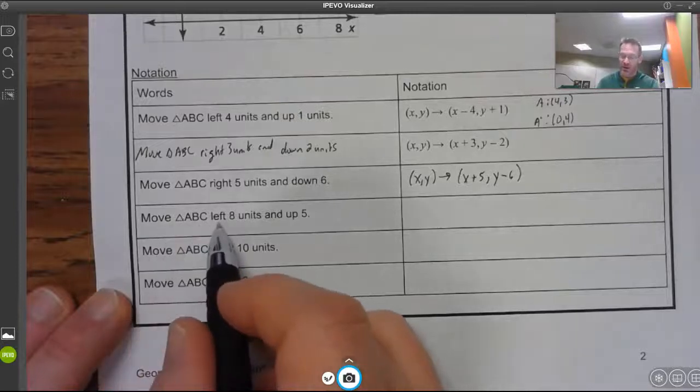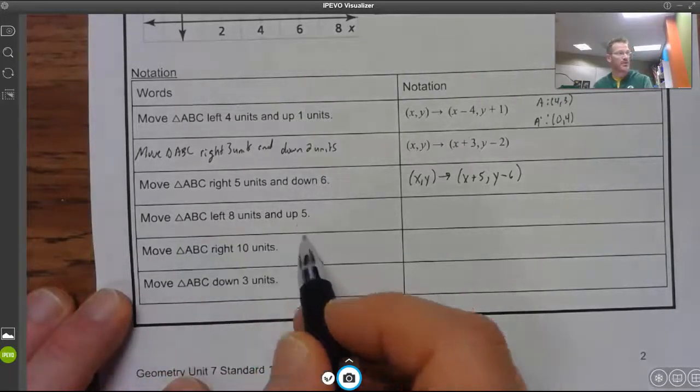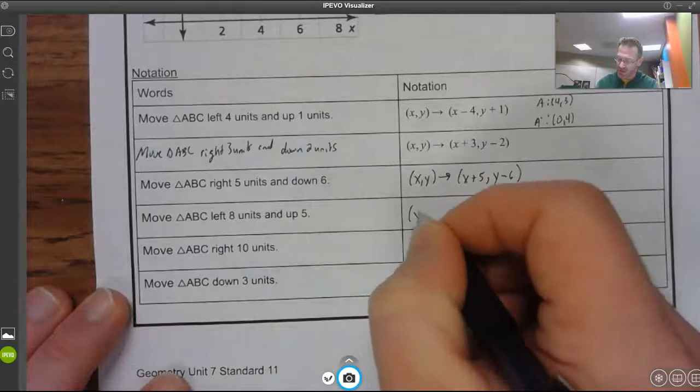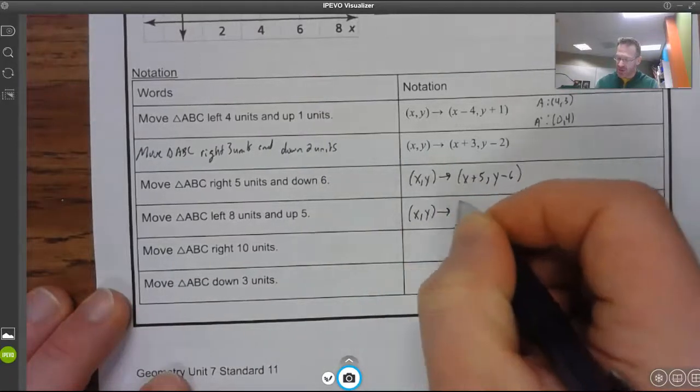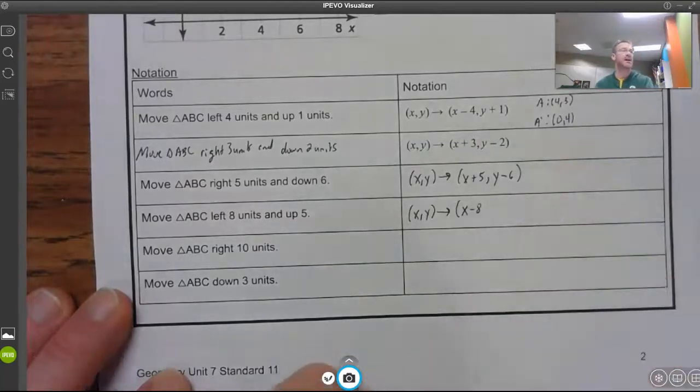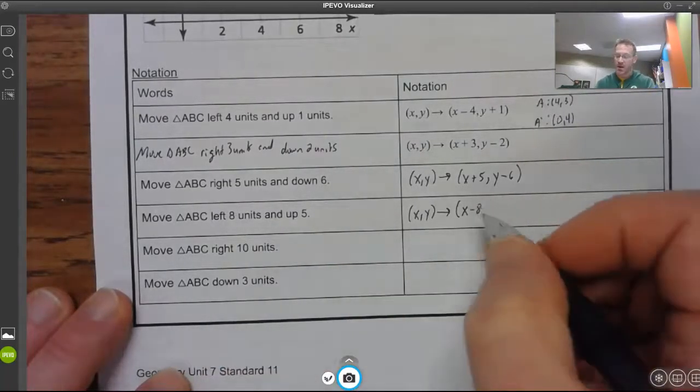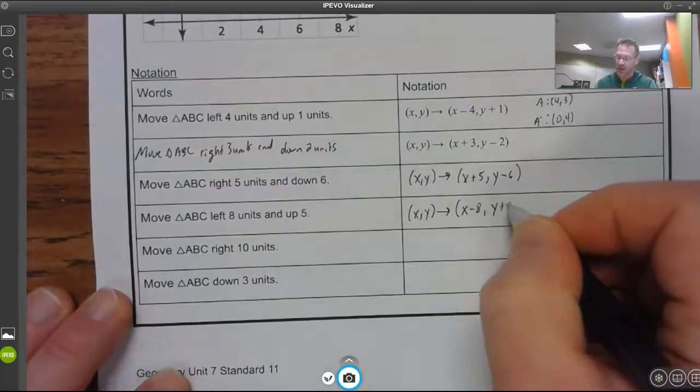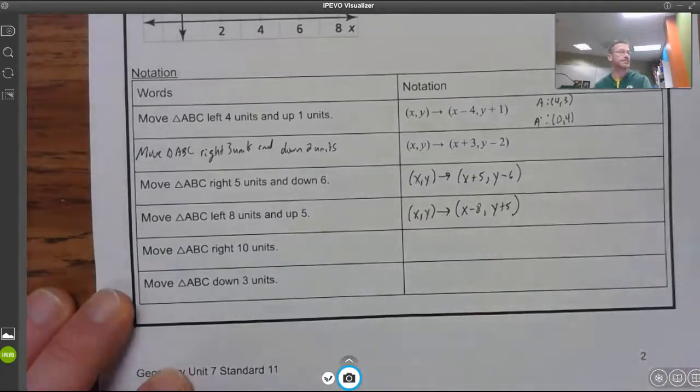I'm going to move triangle ABC left 8 units and then up 5 units. So I want to take my coordinates and go left 8 units. Going to the left is a negative in the x direction, so I want to subtract 8. And I want to go up 5, so y plus 5 like that.